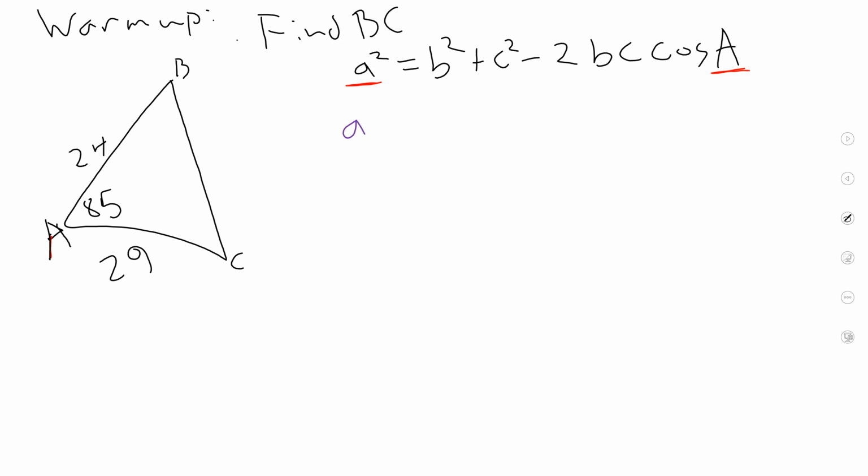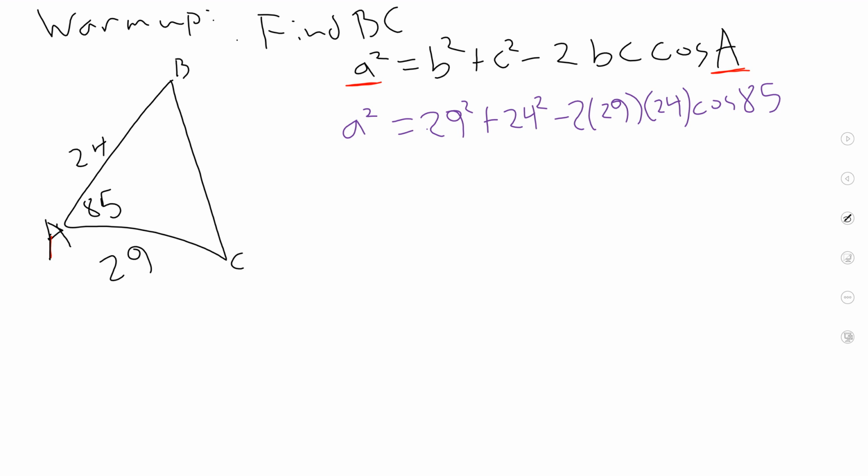Okay, so a squared stays as a squared equals b squared. Across from the angle B is 29. So 29 squared plus c squared is 24 squared minus 2 times 29 times 24 cosine of A. My A here is 85, and that's our equation set up. And from here we just grab our nifty calculator and plug it in.